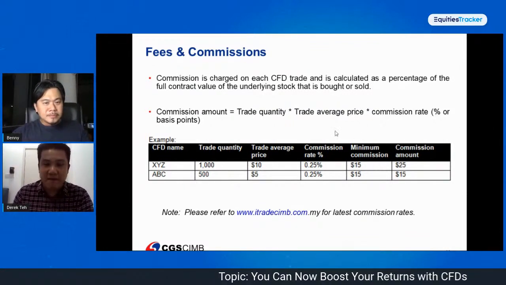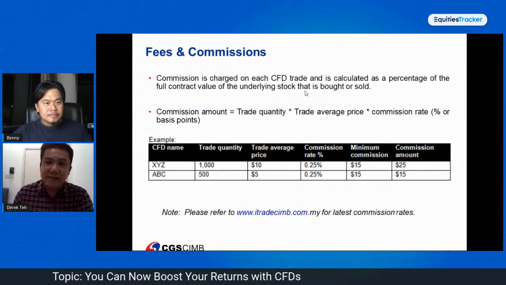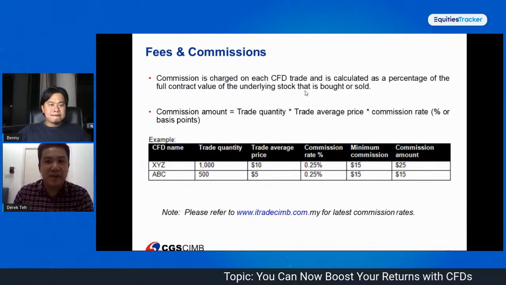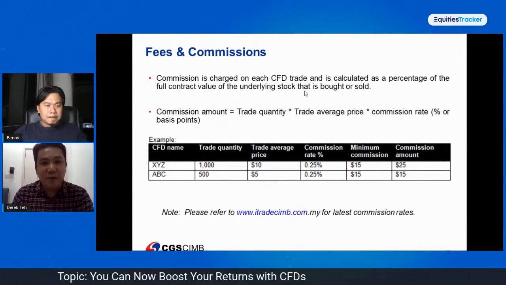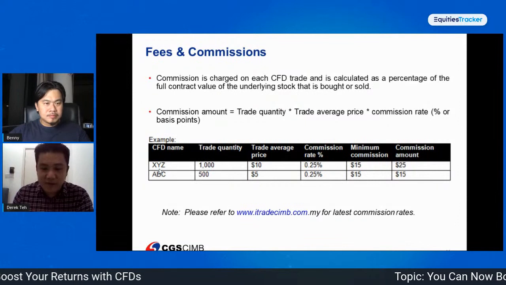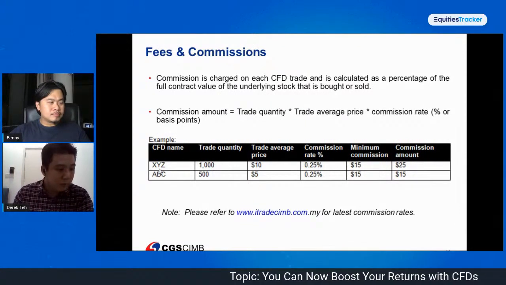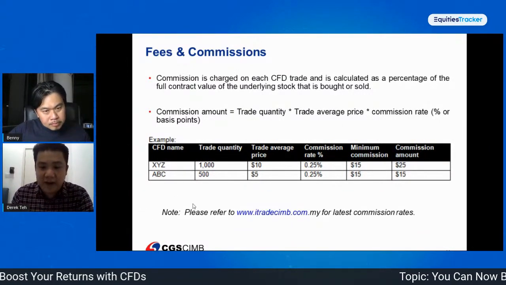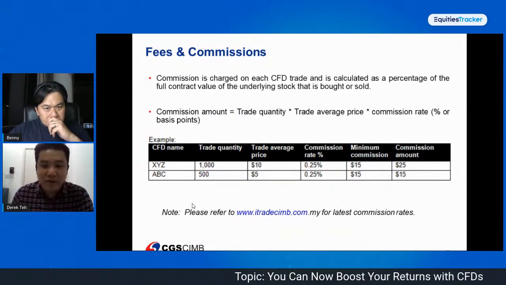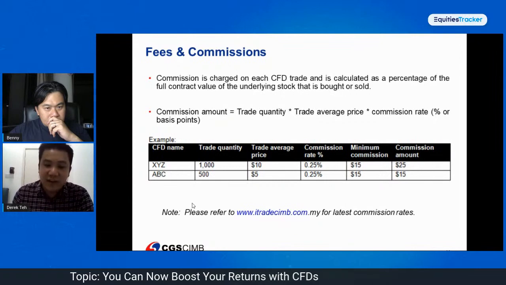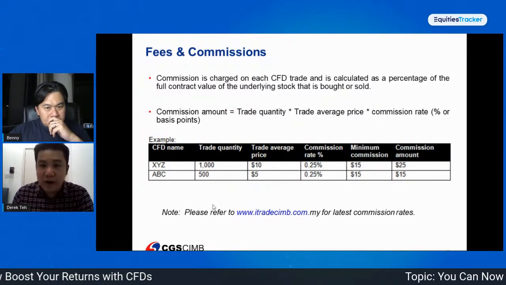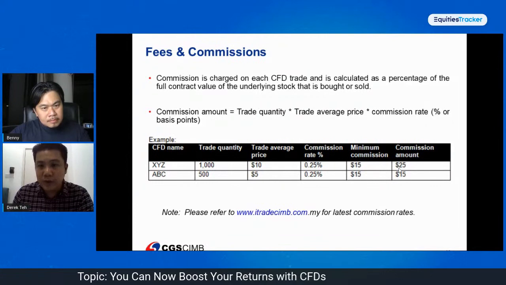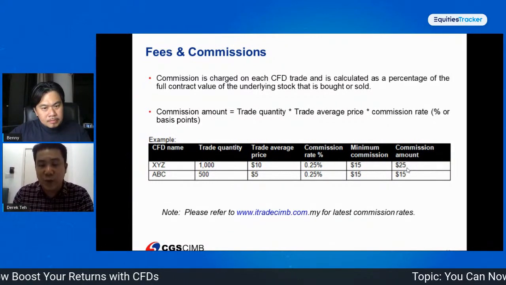Commission amount, we have a formula to calculate. It's trade quantities times the trade average price times the commission rate, a certain percentage or basis point. So I will give you an example. In the first example, let's say you traded 1,000 units of XYZ CFD at the average price of $10. The commission rate is 0.25%. The equivalent minimum commission set by us is 15 USD. So the commission amount in this case will be $25.